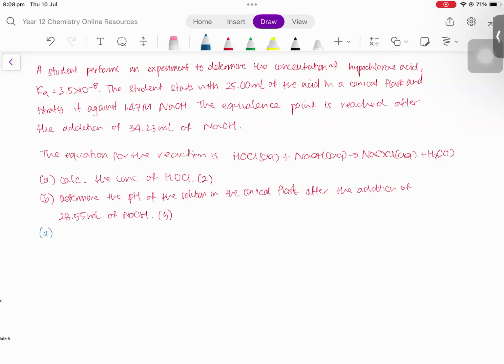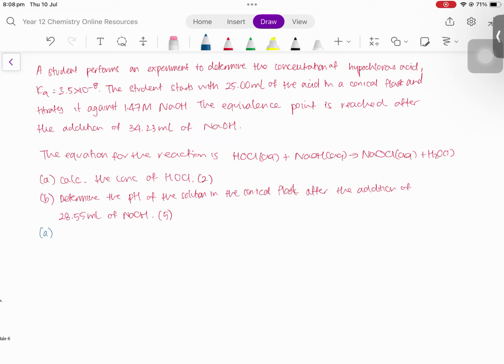A student performs an experiment to determine the concentration of hypochlorous acid. They've given you the Ka value. It's 3.5 by 10 to the minus 8. That is your clue in the exam that it's a weak acid, which means if you write any equations with hypochlorous acid, it's going to have a double arrow or a reversible arrow in it.